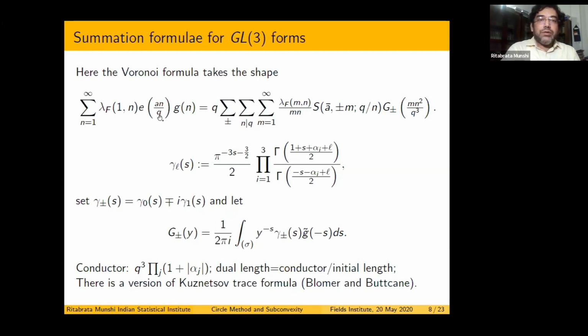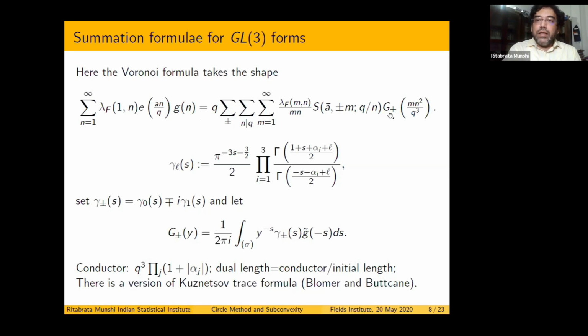And now this sum gets transformed into something like this, where this additive character becomes a Kloosterman sum. So that's something new, because in the case of GL2, the additive character was going to another additive character, with a being replaced by the multiplicative inverse. But here it's going to the Kloosterman sum. Okay? And a is replaced by a bar. And then you have a N cubed by n.